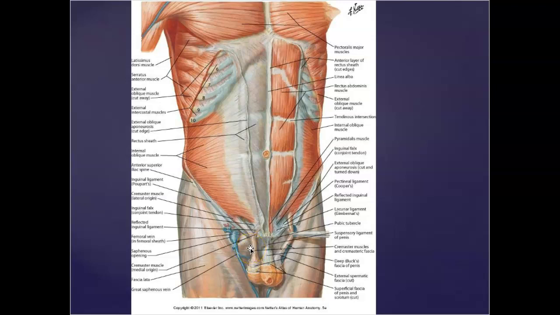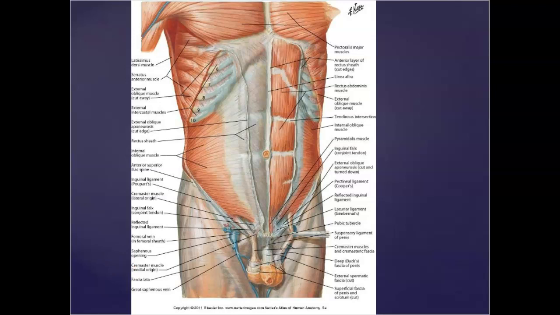Conversely, when the temperature is warm, when they're a little too warm for optimal spermatogenesis, the cremaster muscle within the spermatic cord on each side and the dartos muscle within the wall of the scrotum will relax and allow the testes to drop further from the abdominal cavity, from the abdominal wall, really.